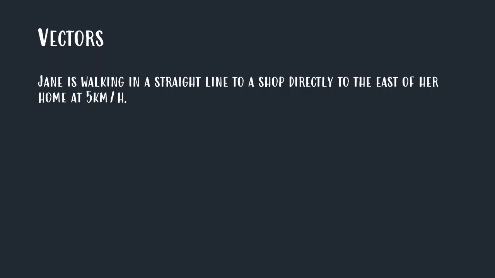So let's take an example. Jane is walking in a straight line to a shop directly to the east of her home at 5 kilometers an hour. So how would we draw this vector? So there's Jane, and let's say east is to the right of her on the screen. So we would draw a line segment with an arrow pointing to the right, to the east, and we would also write the magnitude of the vector, 5 kilometers an hour.